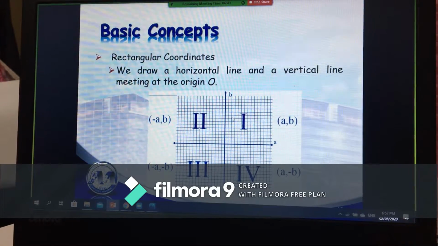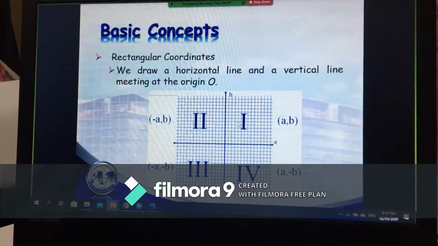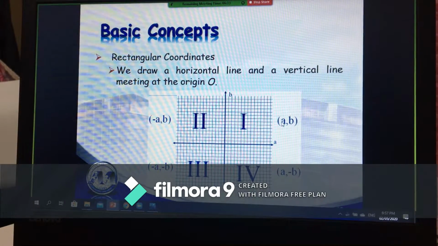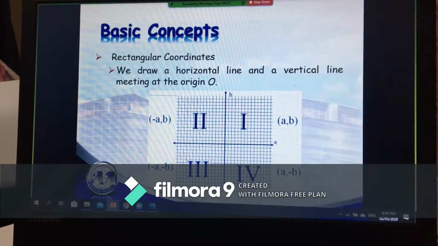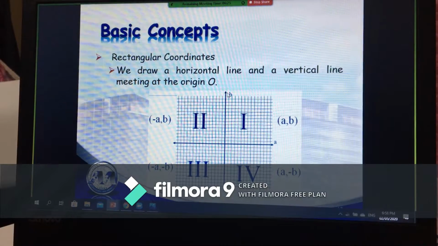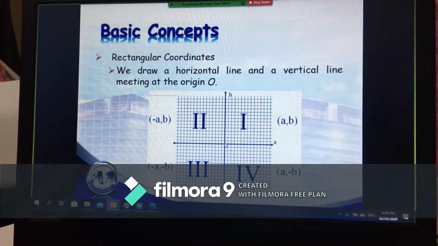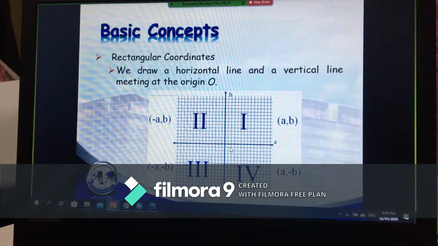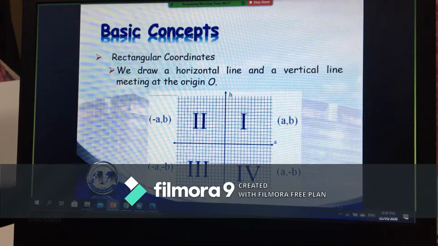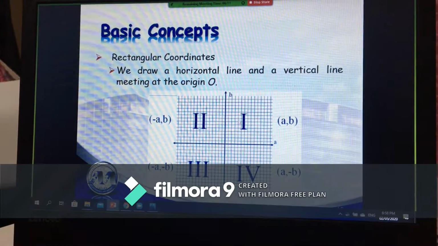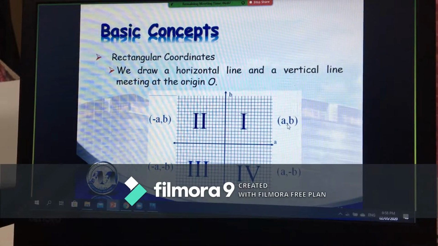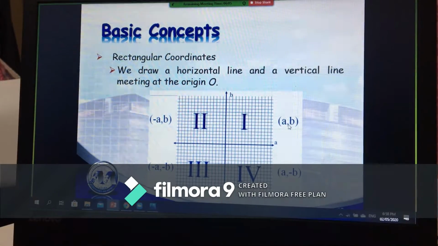So in other words, for any point on this quadrant 1, ang value ng A and value ng B is positive. Okay? Because going to the right, positive, yun yung sign convention natin. Now for the vertical line, going up, positive. Okay? Going to the left from the origin, negative. Going down from the origin, negative. So that's why any point that belongs to the first quadrant, ang A and B niya, class, positive. Okay? Any questions so far? Okay, let's continue.